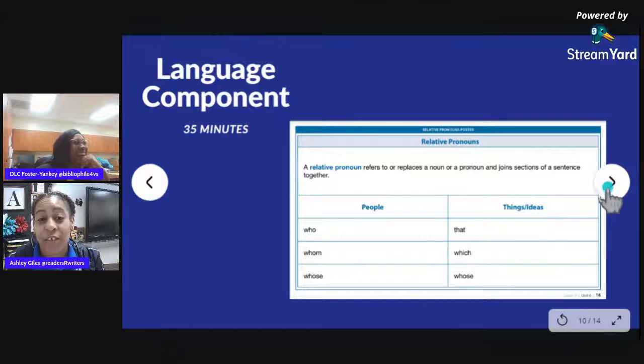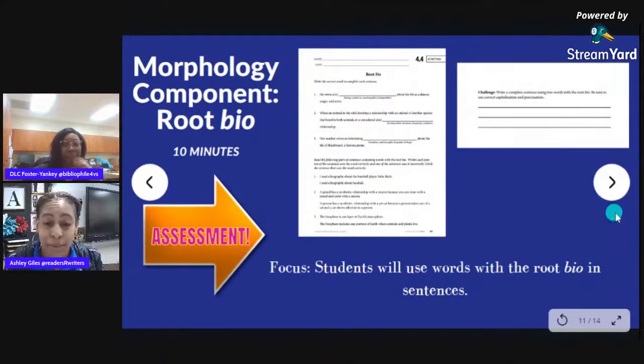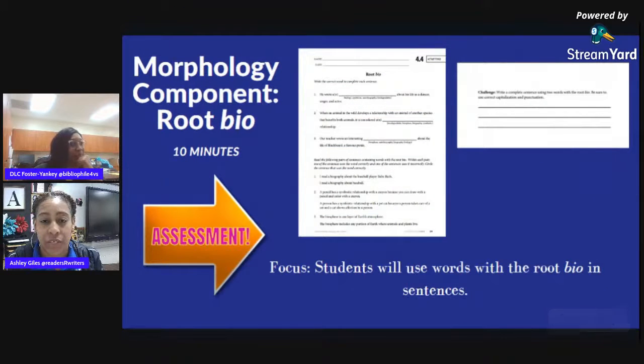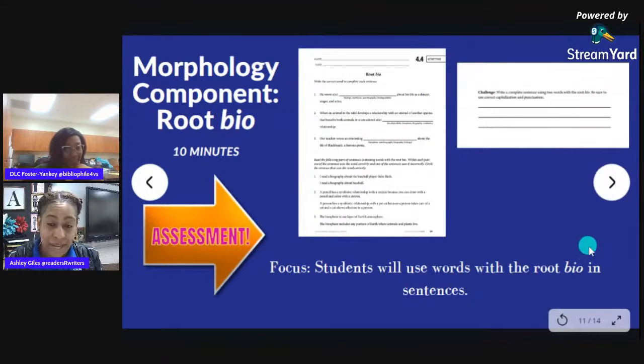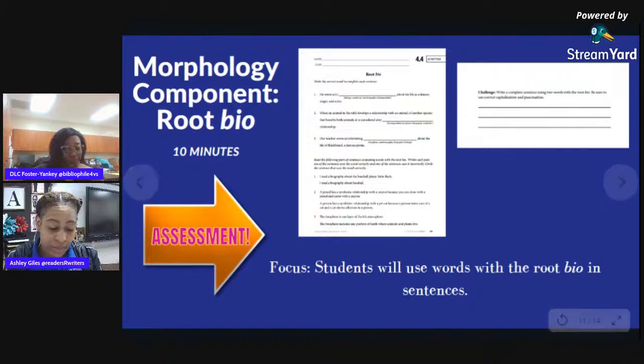Alright. So that completes our grammar component. Now we're going to go over to the morphology. We are discussing the word bio, which is a review.